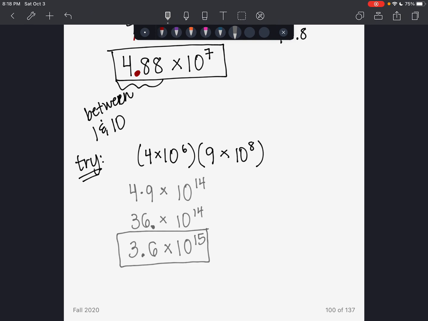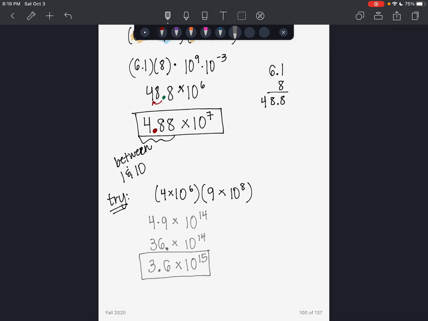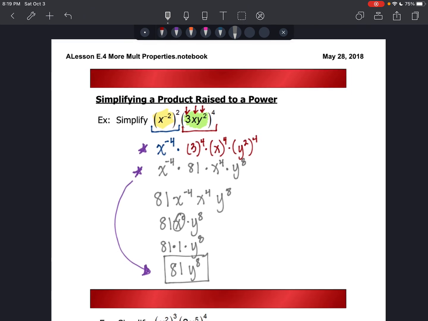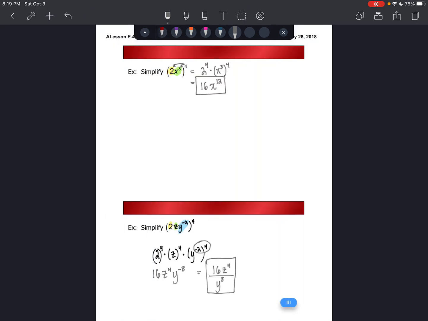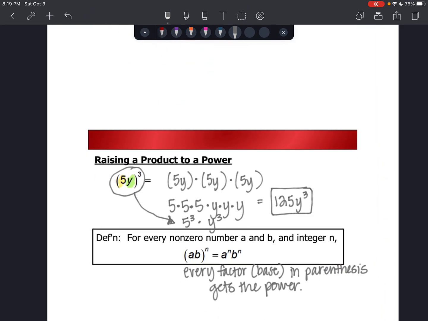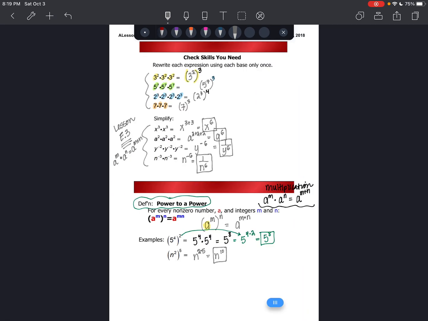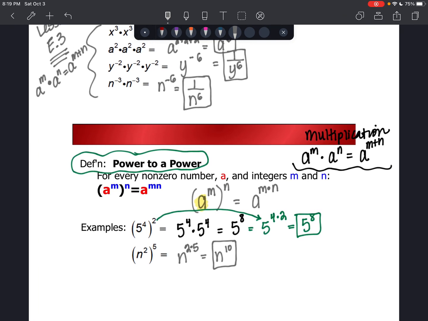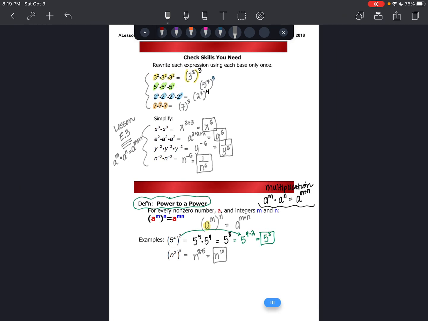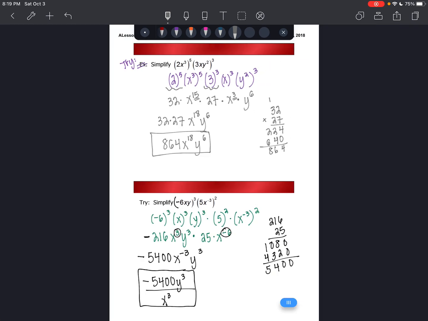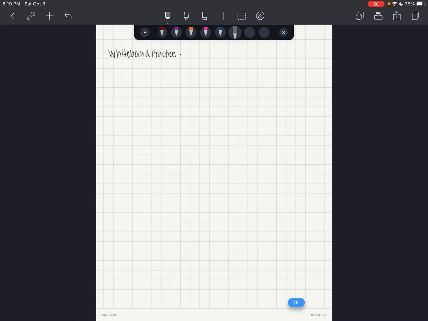And that concludes our lesson on more multiplication properties, which included, let's review, a product raised to a power, and a power to a power. So lots of different rules that we learned in this lesson. Very important, once again, for you to get the practice so that you can have some excellent skills, some solid skills that we can build on.